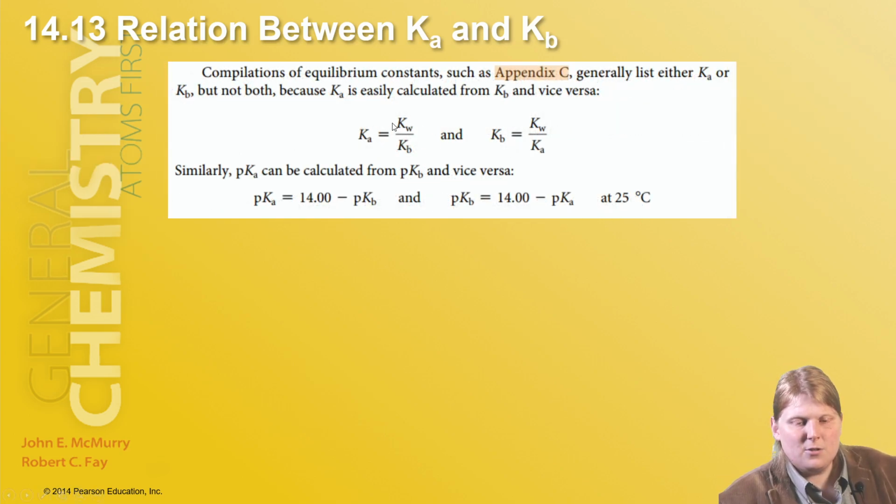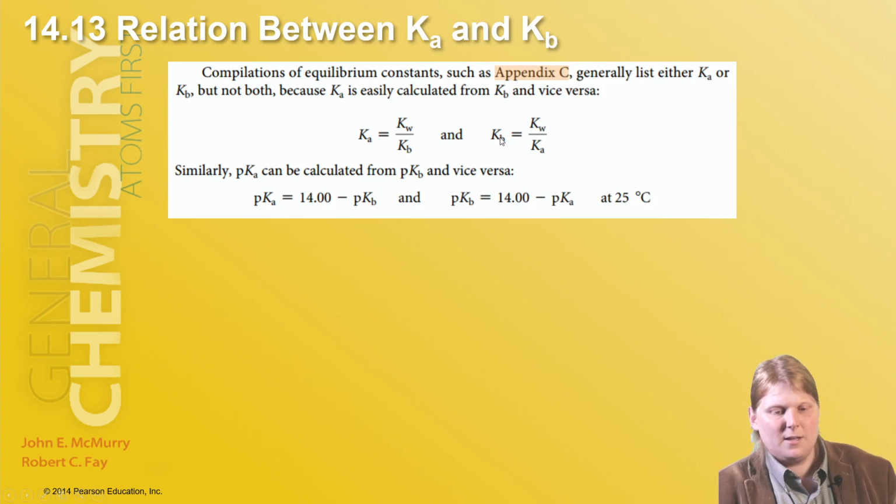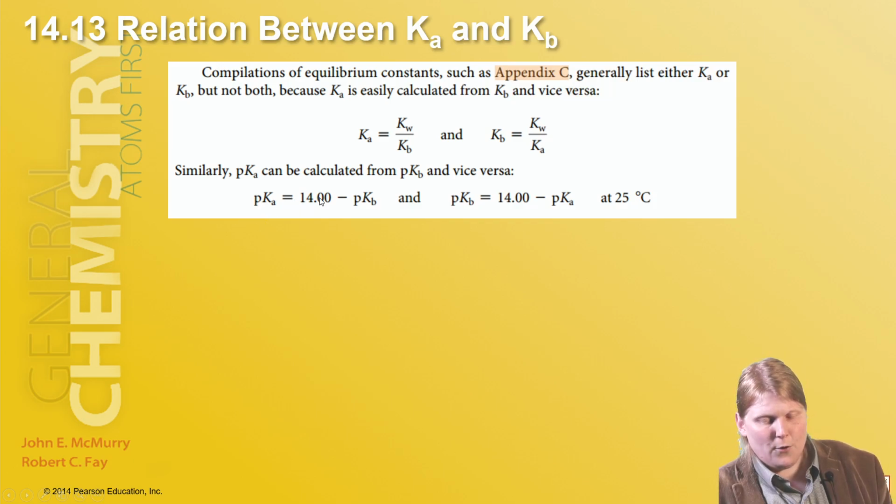Again, what we can do with this is the kicker right here. We can get Kas from Kbs or Kbs from Kas. And sometimes there are problems that will give you one of these but not the other, and so you'll have to divide Kw by the value to get the other one that you need. Or convert them into pKas or pKbs and subtract them from 14, if that's what you're looking for.